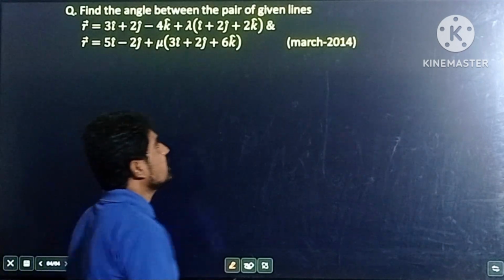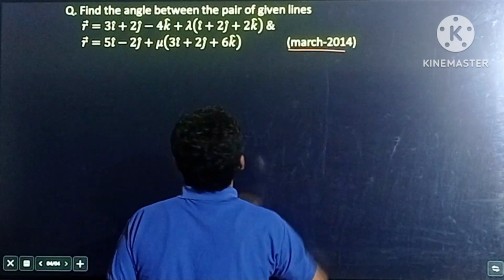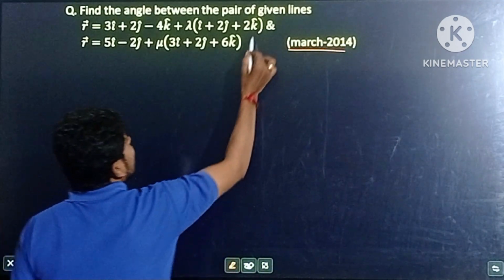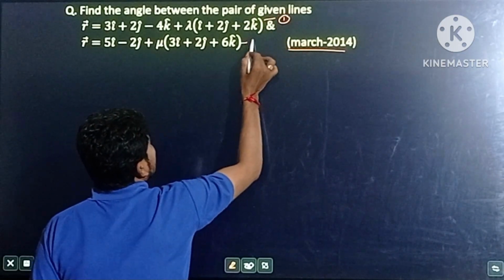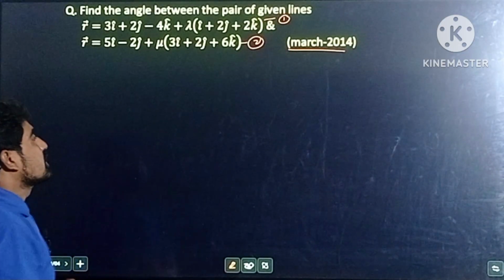Here is the first question asked in March 2014. Find the angle between these two given lines, the first line and the second line.